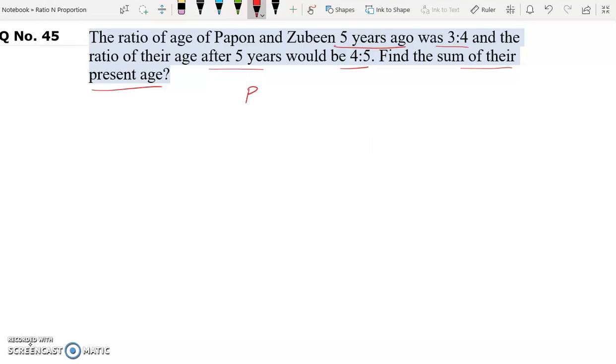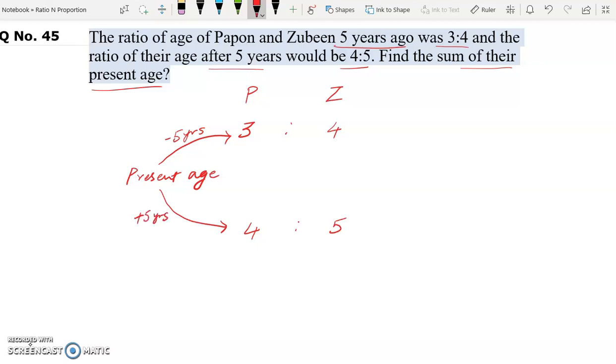So in this question we have Papon and we have Jubin and the ratio of their age 5 years ago was 3:4. This is the present age which we need to find. Now it says 5 years ago the ratio was 3:4. So 5 years ago would be minus 5 years from the present age. And after 5 years the ratio would be 4:5. So after 5 years means plus 5 years from the present age.